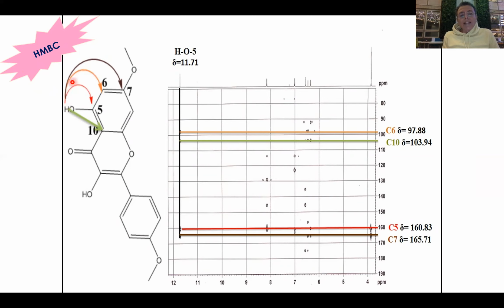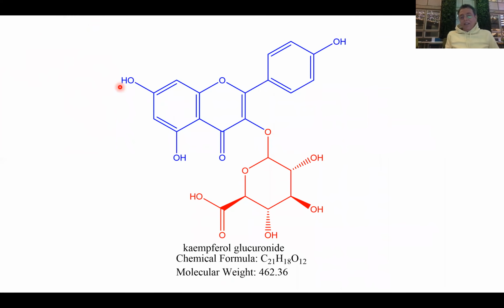So let us take this hydroxy group, then you will see that it is correlated with C6, C10, C5, C7. So you can go further with each proton to see all the surrounding carbons in the same way. That's why we call it multiple bond correlation. It means that the hydrogen will be correlated to carbon atoms up to 3 bonds away. Then we can deduce the structure.